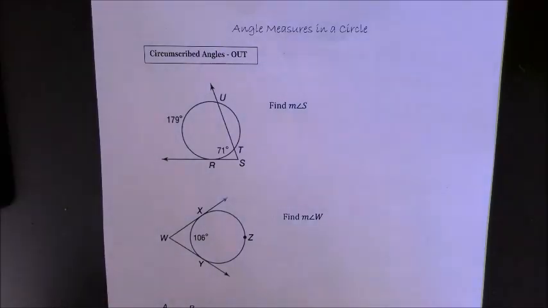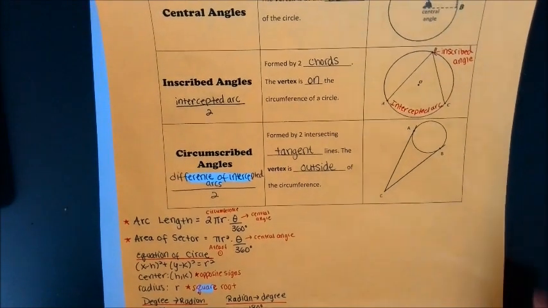We're going to talk about circumscribed angles. We're continuing our angle measures in a circle. So what is a circumscribed angle? So back to our guided notes. You can fill this up now.